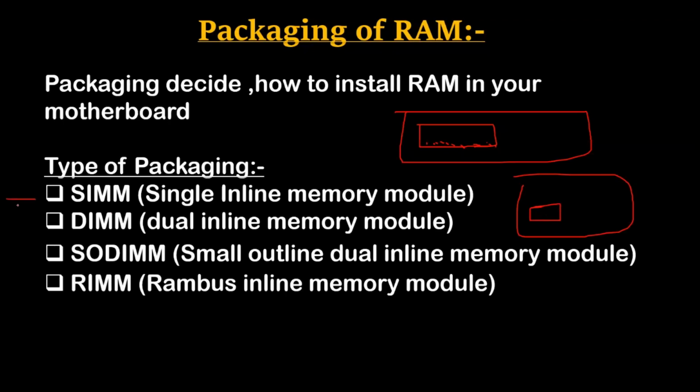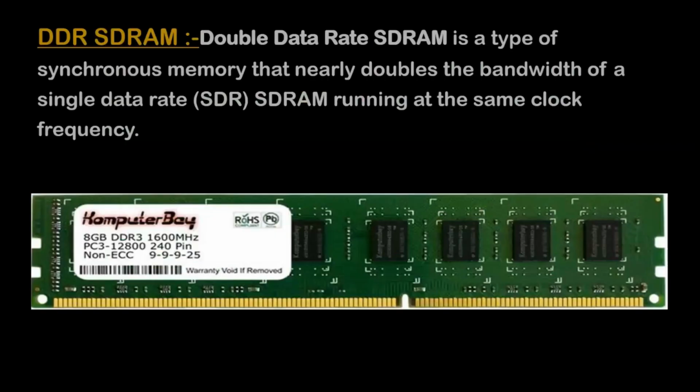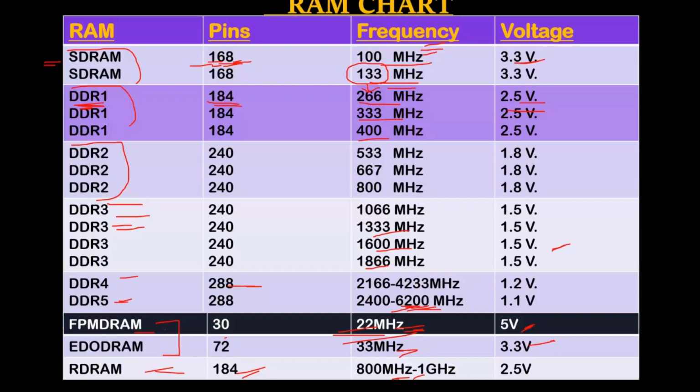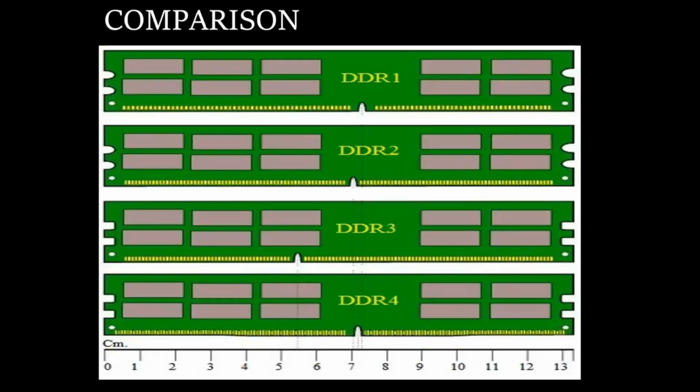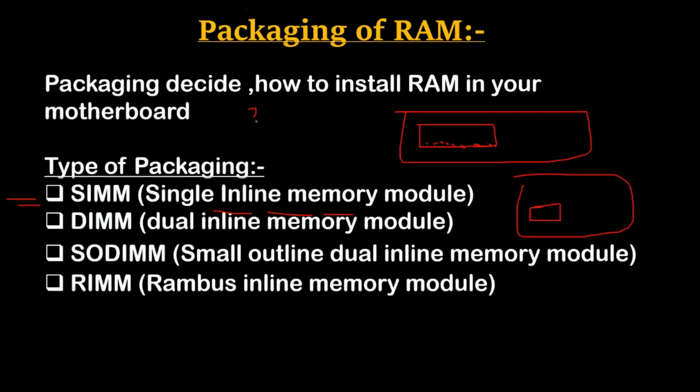So if you see here, we have first packaging SIM. SIM means single inline memory module. Single inline memory module means what? As we discussed, FPM DRAM has how many pins there? 30 pins. Okay, 30 and 72. So in FPM DRAM, we have only 30 pins. 30 pins means they are available only on a single side, the front side. On the back side they are not available. 72 pins are also available on a single side.